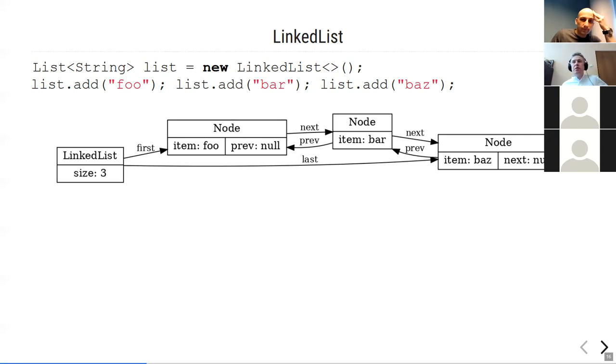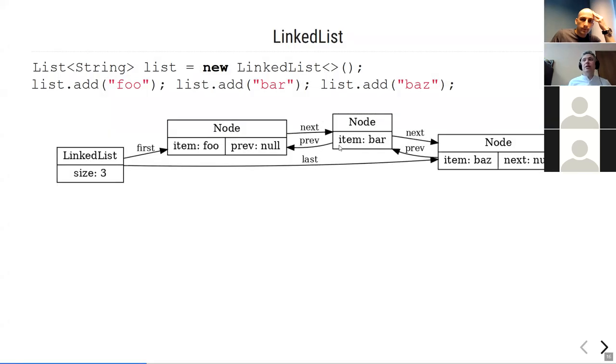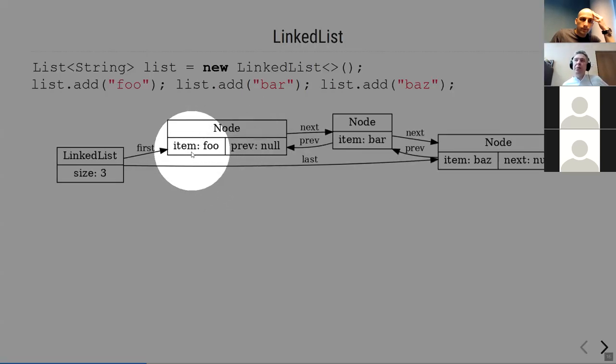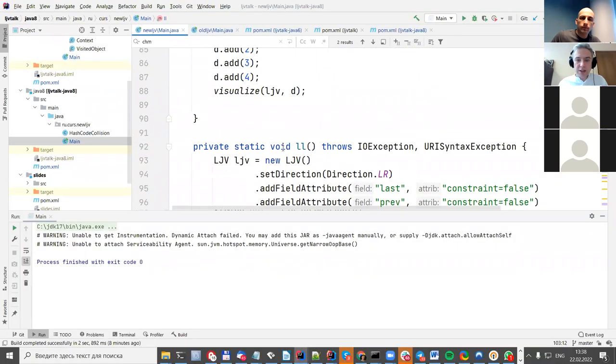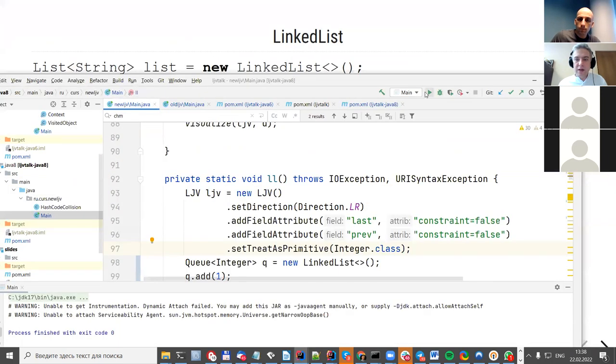Okay, so in order to understand why this is actually a bad one, you have to understand the memory overhead, because each node here is actually a wrapper for another node. Here we use foo and bar as values of a node, but actually they are strings. So this is just used for the sake of clarity of the diagram. But if we are going to visualize it, for example, here if I just set it to treat as primitive integer class, so if I run it once again, let's look at this.